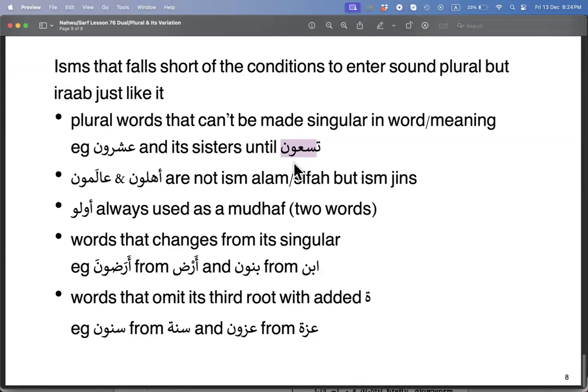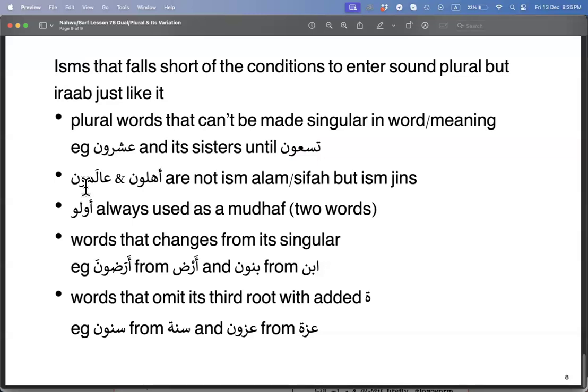Yes, we did that in numbers. We said they are mulhaq jamak muzakkar salim because they are not ism jamid, they are not names, right? And they are not ism sifah, they are not descriptive. And also, they don't have a singular to begin with. You don't have a singular of ishrun, right? Yes. So you get mulhaq jamak muzakkar salim. Next one is we have the word ahluna and alamin, alamun. Yes, alamun is the rafa' version.